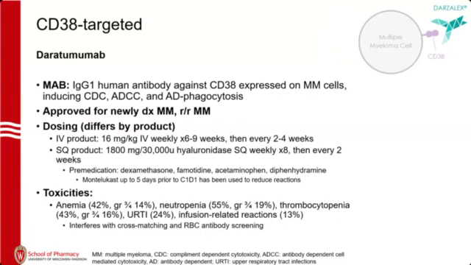Getting into more classical things, daratumumab, transitioning to some more monoclonal products for multiple myeloma. Daratumumab has become kind of a cornerstone here for multiple myeloma. This is an IgG1 monoclonal antibody against CD38, which is expressed on multiple myeloma cells, leading to apoptosis via different mechanisms, including complement-dependent cytotoxicity, antibody-dependent cellular cytotoxicity, as well as antibody-dependent phagocytosis.